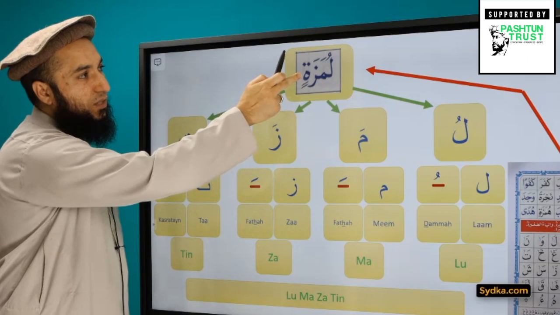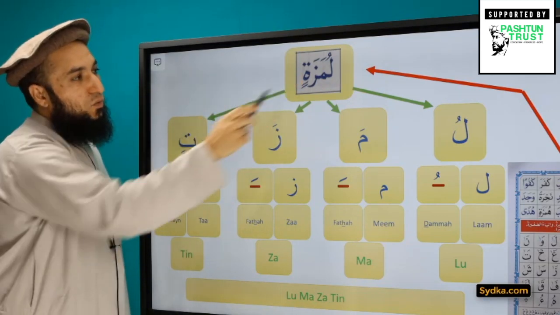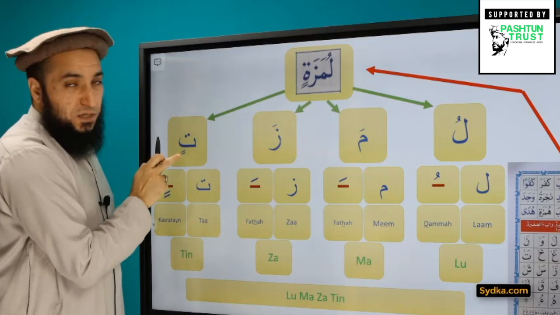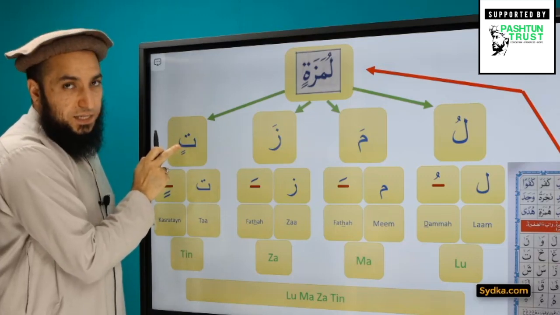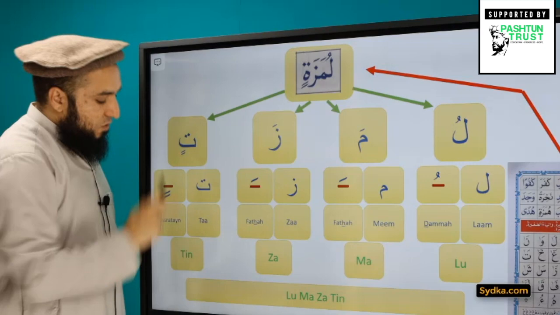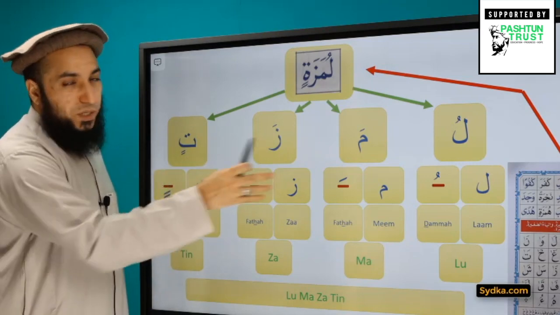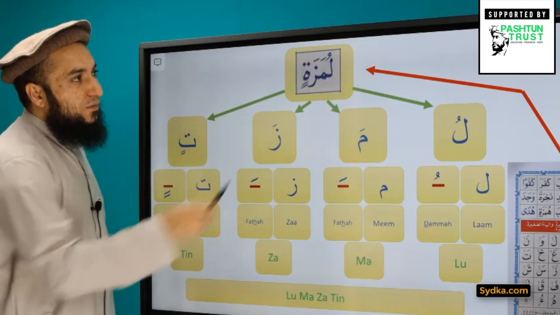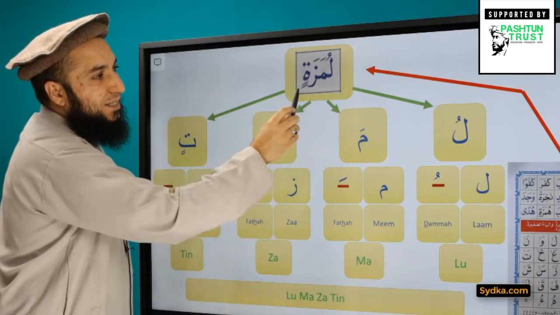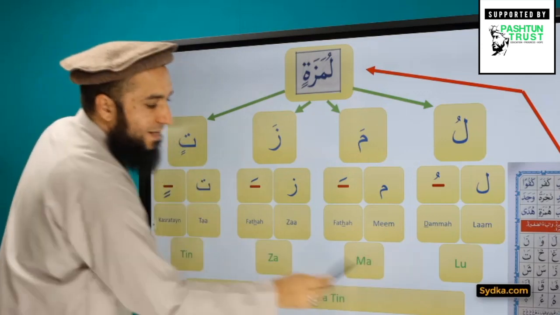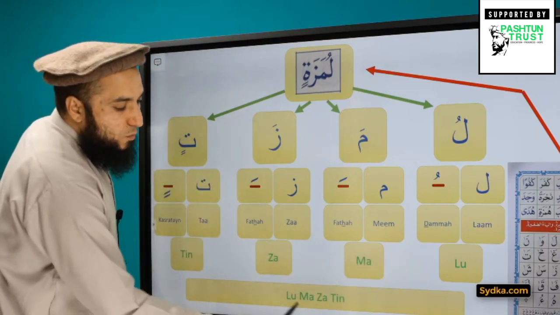That's called ta marbuta, but it's actually ta. So ta kasratain tin. Ta is not silent, it has kasratain, and ta is a light letter. Ta kasratain tin. Now we connect all those four syllables and we have lumazatin, lumazatin.